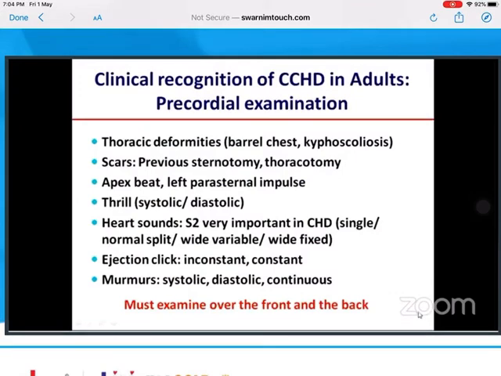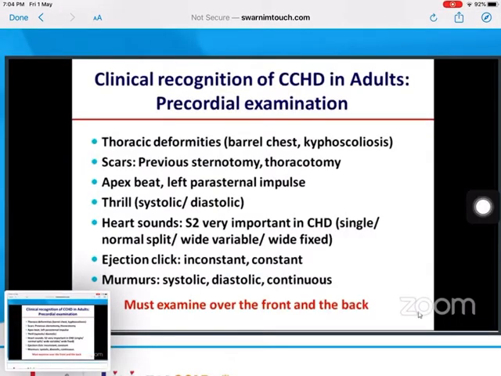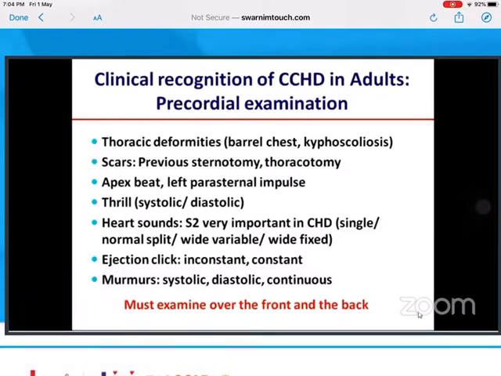But I think it's very difficult to try and look for it in the exam for the first time. Then you are likely to make a lot of mistakes. So please be very, very careful and look for S2 always while you are examining in your day-to-day practice, rather than just waiting for the exam. Ejection click, constant or inconstant, and then of course murmurs.